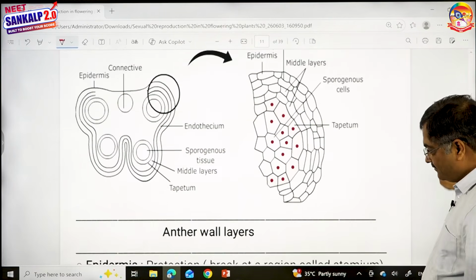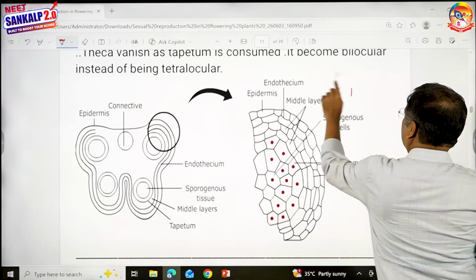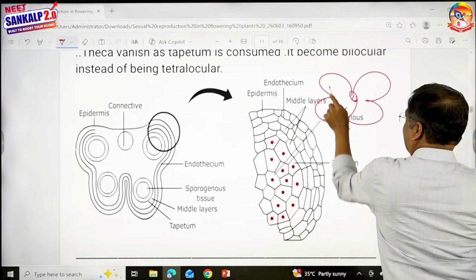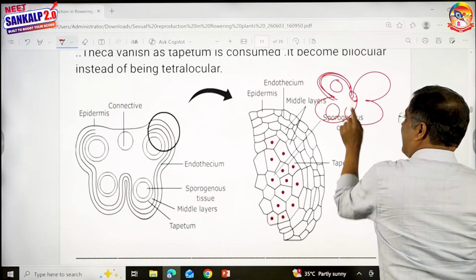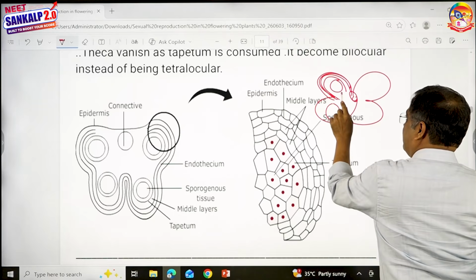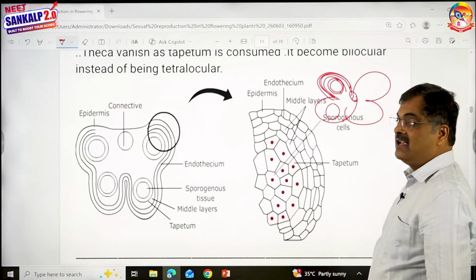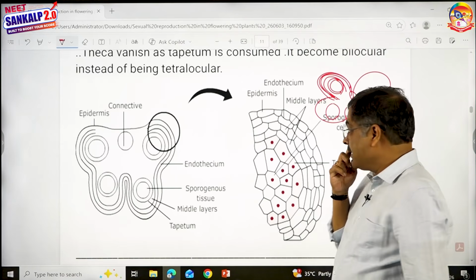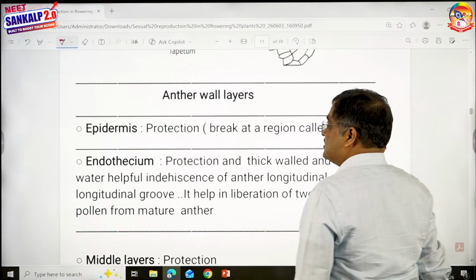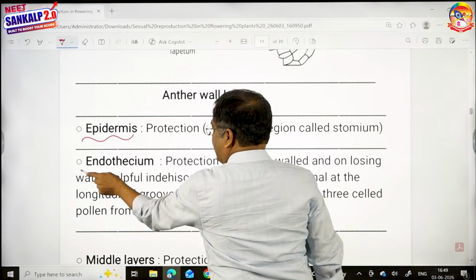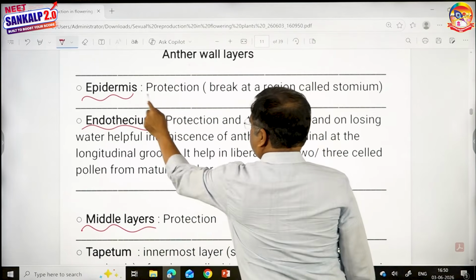I'm going to show you the diagram. And when we talk about the anther wall, children, I told you this is the anther. This is the anther wall. The outermost layer is the epidermis. Inner to that, endothecium. Inner to that, the middle layer. Inner to that, surrounding the microsporangium completely, is the tapetum. All right. So tapetum, that's a very important point. So epidermis and these 3 layers, which 3 layers? Epidermis, endothecium, and middle layers. All 3 have a common function, that is protection.